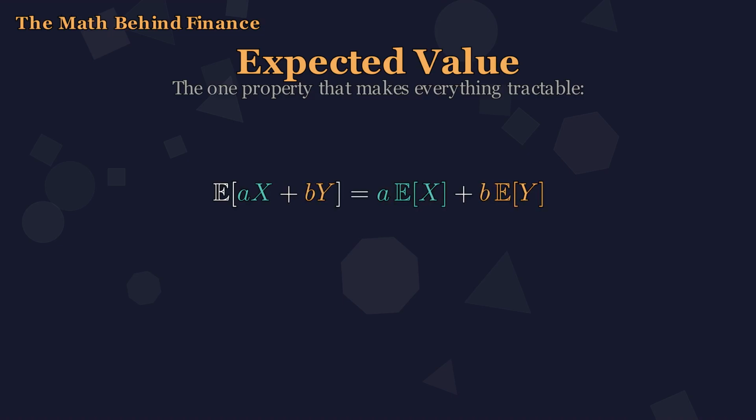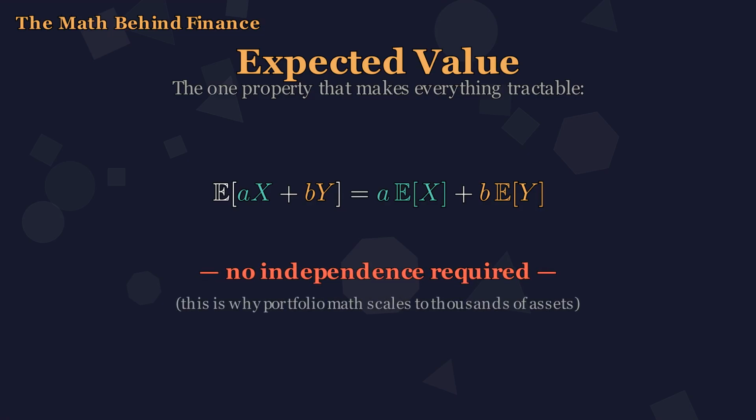E of that equals a times E of X plus b times E of Y. And critically, this holds whether or not X and Y are independent. The proof needs only additivity of measure, no extra structure. This is the sentence that makes portfolio math tractable and option pricing possible.